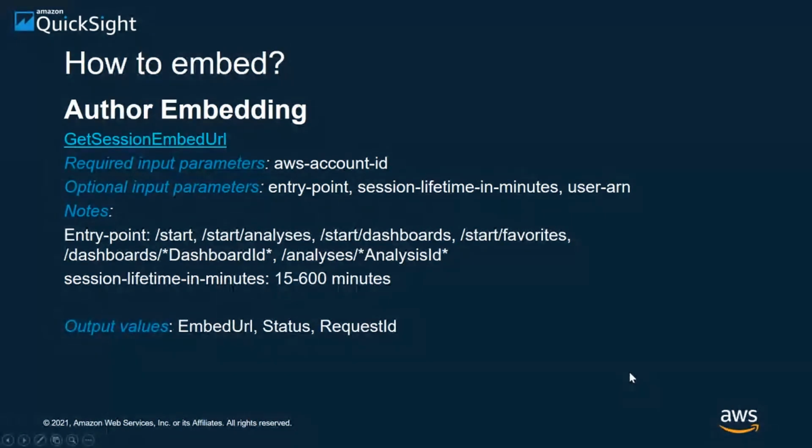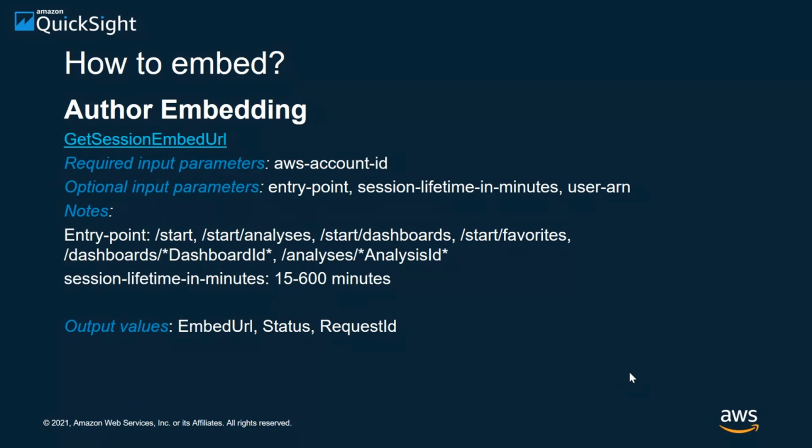Very similar to that, we also have author embedding, where you want to embed the Quicksight console so that your users can author dashboards for their users. The author embedding API is GetSessionEmbedUrl. Its required parameter is AWS account ID. And there are some optional parameters, but I want to touch upon one particular parameter, entry point.